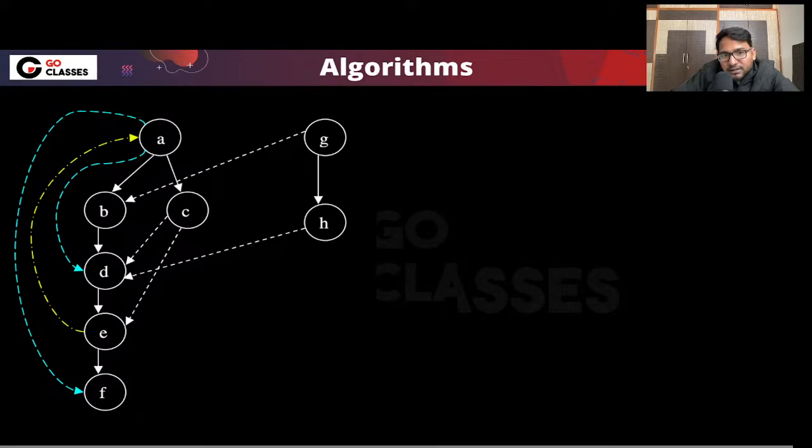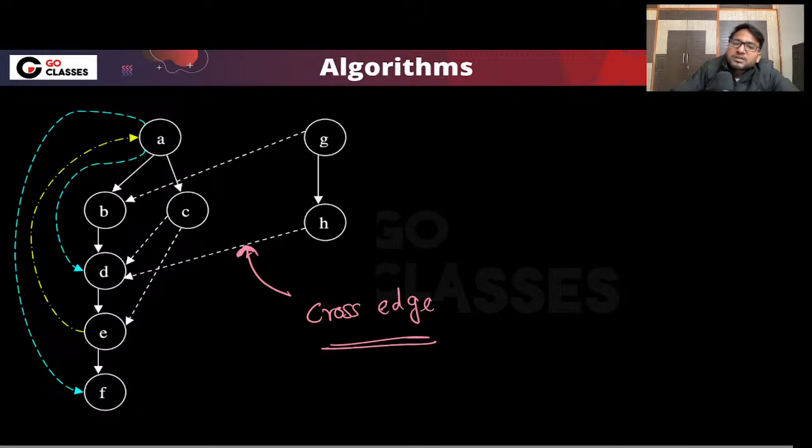Can you tell me what the type of this edge is? This is a cross edge, right? Why? Because this is in between two nodes which have no ancestor or descendant relationship. What kind of edge is this yellow edge? Since this is from descendant to ancestor, in the tree that is not there, but in the graph that is there, so that is called a back edge.